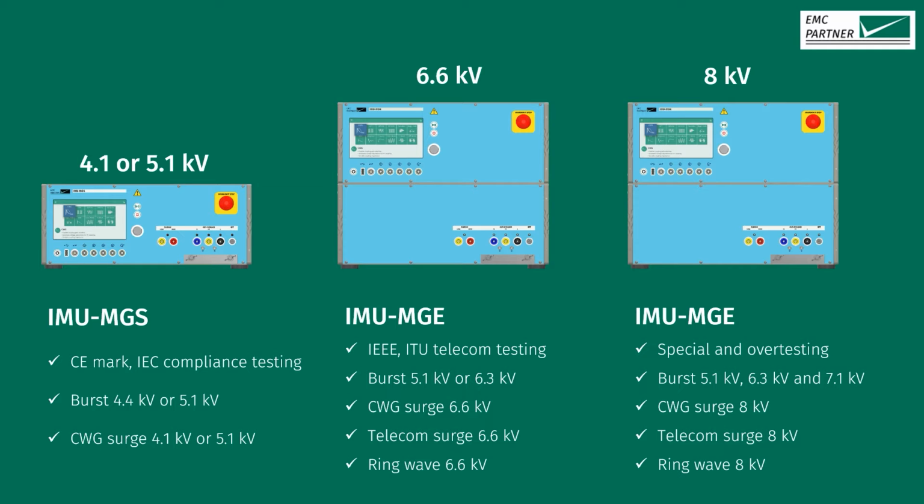On the right hand side we see the two IMU MGE versions. E stands for extended version. In addition to standard version, ring wave and telecom surge are available. IMU MGE is available as 6 kW system for ANSI and ITU requirements, and as an 8 kW test system for special requirements and overtesting.